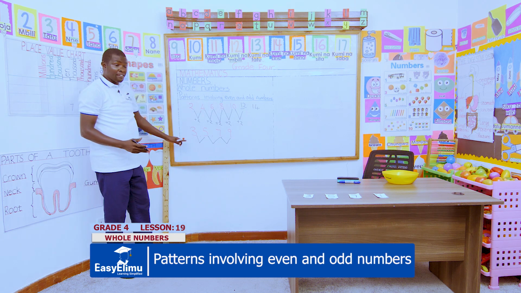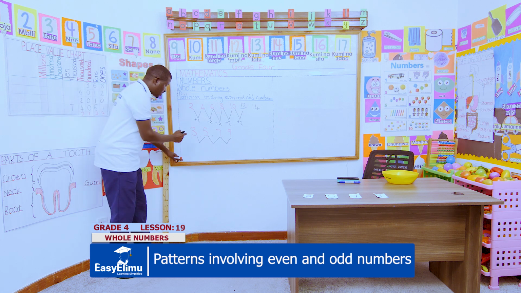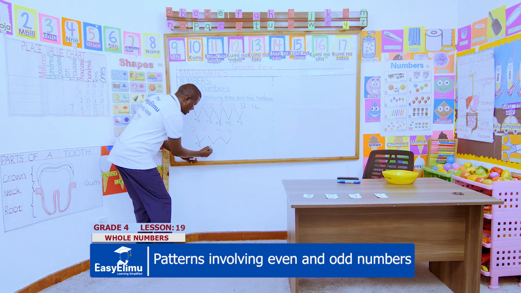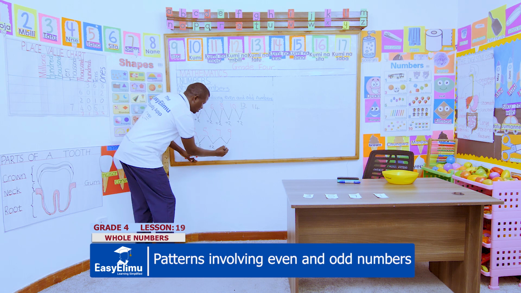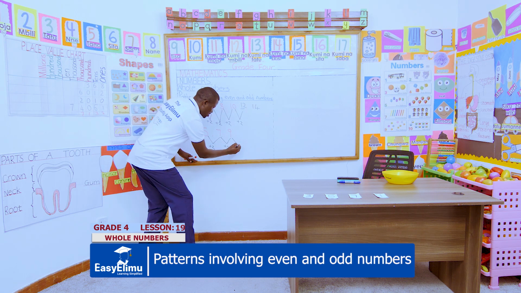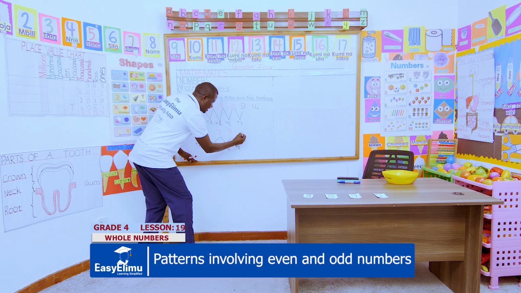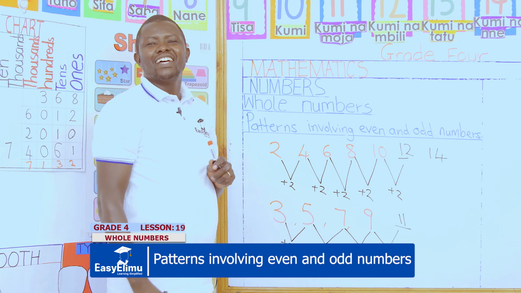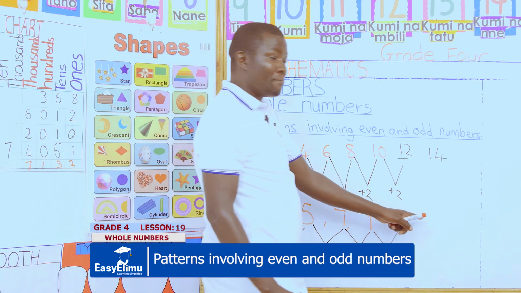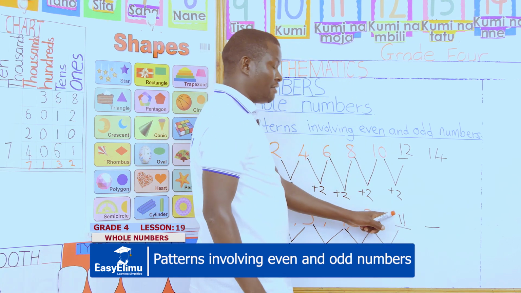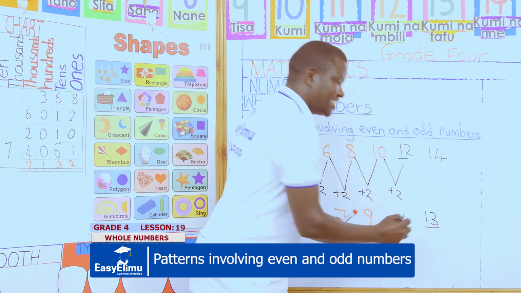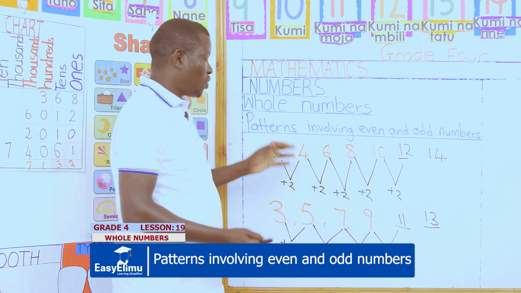Class, what have you observed? What is the difference? 3 plus 2, you get 5. 5 plus 2, you get 7. 7 plus 2, you get 9. So 9 plus 2, I will get 11. Is 11 an odd number or an even number? 11 is an odd number. That is correct. So what will be the next odd number here? Victoria? We'll get 13. Correct.